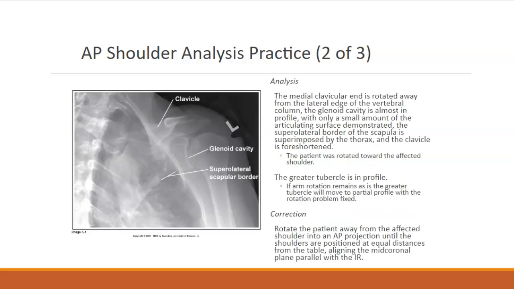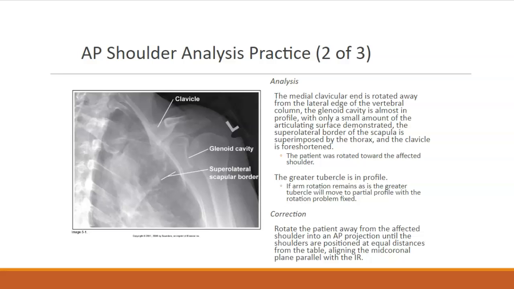In our next AP shoulder image analysis, again, we want to ask ourselves, do we have all our anatomic structures that we are trying to image? And because there's so much going on here, we have something here of the shoulder, but obviously there are some positioning errors that we're going to have to clean up and repeat this image for.